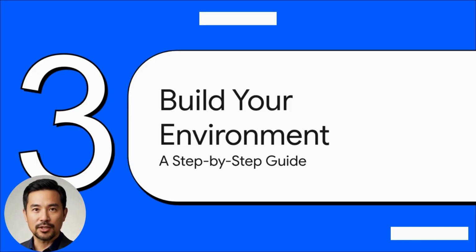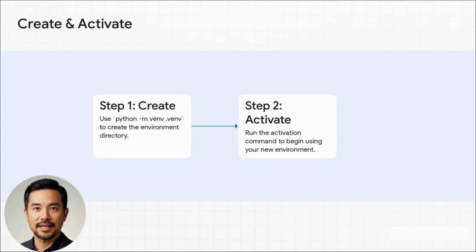Okay, enough theory. You see why it's so important? Now let's actually get our hands dirty and build one of these environments. Don't worry, I'll walk you through it step by step. First things first, we create the environment. In your project folder, you're going to run a command that tells Python's built-in venv module, hey, create a new self-contained environment directory for me right here. Then, once that's done, you run a second command to activate it, which is kind of like flipping a switch to turn on this specific toolbox for your current work session.